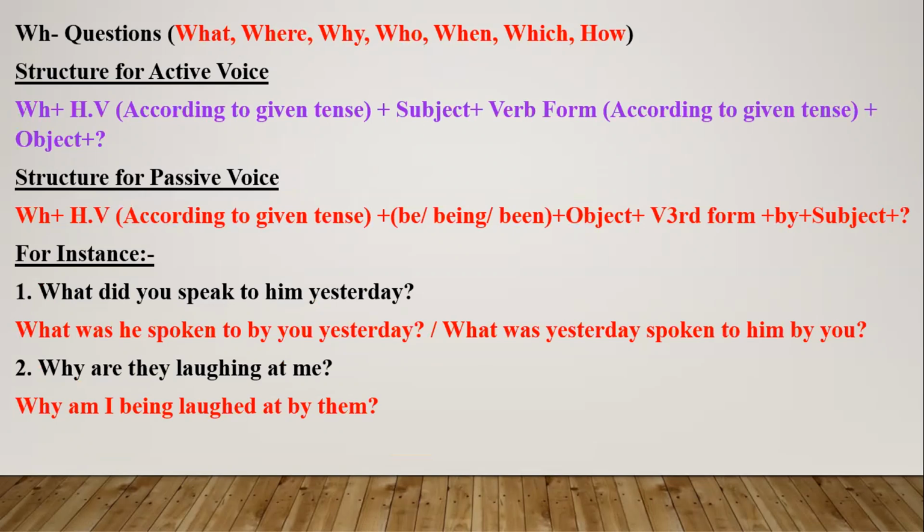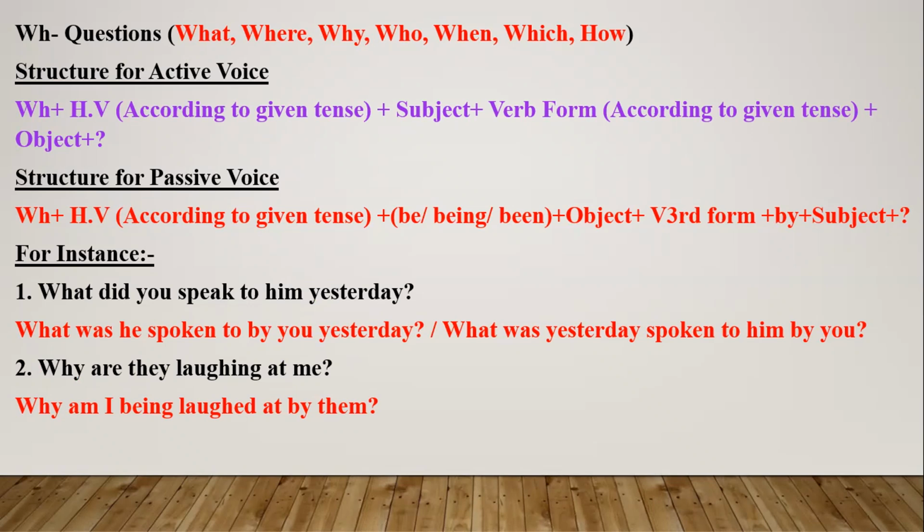WH questions. That's called the WH family members also. What, where, why, who, when, which, and how. So for the structure of active voice, I have made a general structure. You can use this structure while you are making any active sentence. You can easily follow that structure to make a sentence.